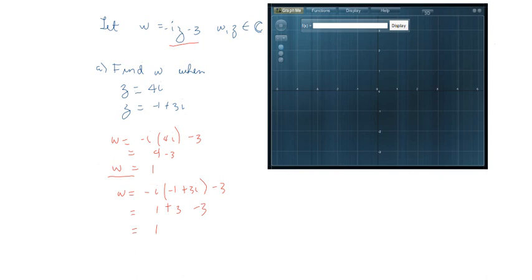Okay, the next question says that z is transformed to w, and we are asked to describe the transformation. Describe the two types of transformation that happened here.